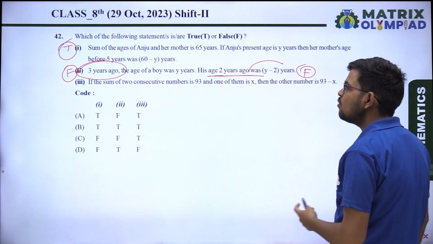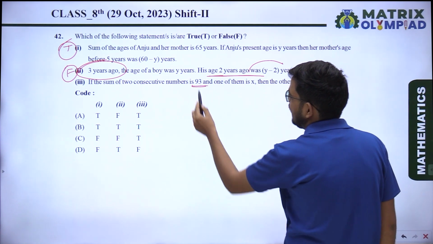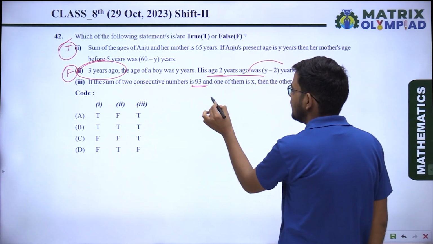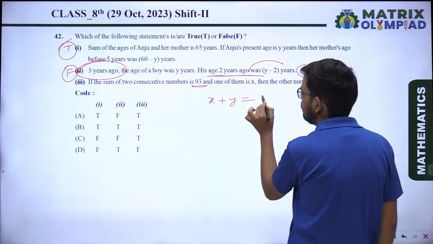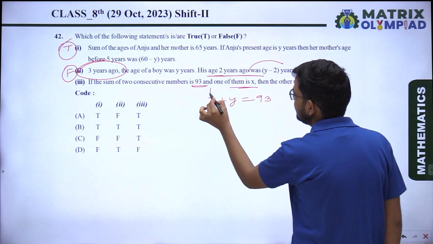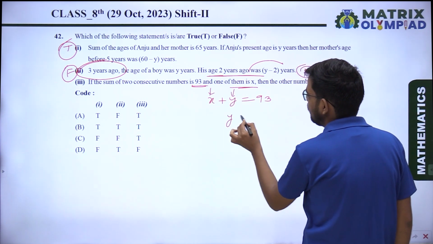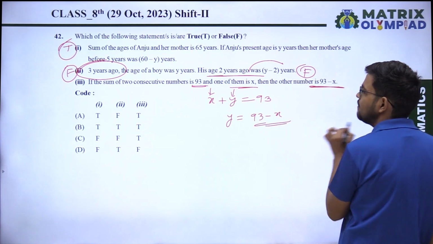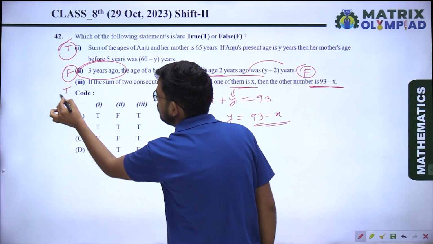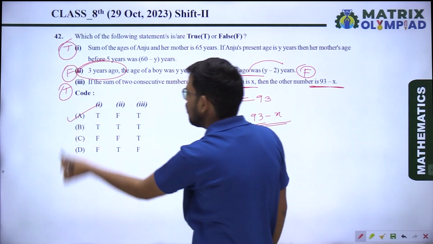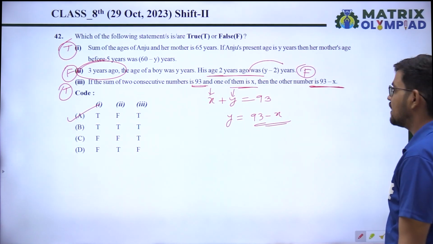If the sum of two consecutive numbers is 93, it is not given in words that they are consecutive. It is just saying, assume x plus y equals 93. If one number is x, then the other number y will be 93 minus x. It means it is true. So the correct answer is TFT. Option A is the correct answer.